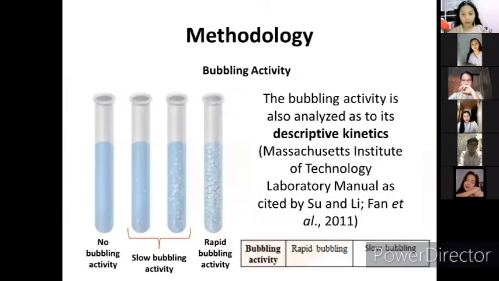For the bubbling activity, this is the representation of the bubbling activity. The first one shows no bubbling activity. The second and third one show slow bubbling activity. And the last one has a rapid bubbling activity. So the bubbling activity is analyzed as to its descriptive kinetics because we relied on the visual representation of the activity that is happening. Thank you.